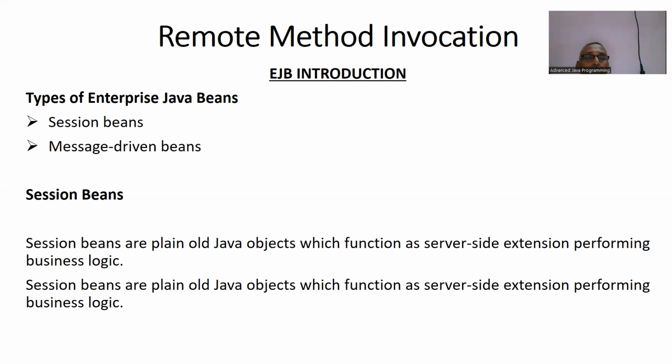Session beans are plain old Java objects which function as a server-side extension performing business logic. As server-side extensions, they can be accessed by various types of clients, like another enterprise bean, a web component such as a servlet, a plain Java class, or web services. There are two types of client access models for session beans: local client access and remote client access.